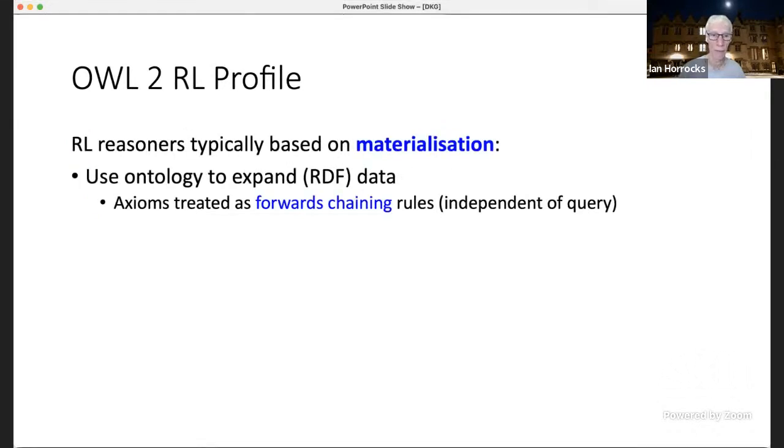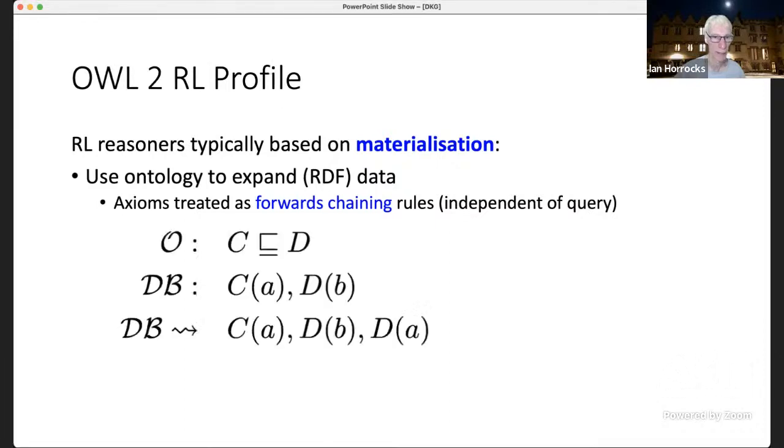So the other choice you have, if you're mainly interested in query answering, is to use this RL profile. And reasoners for that are mainly based on a technique called materialization. And this just does sort of the opposite thing. It uses the ontology to expand the data by treating the axioms as forward chaining rules. And in contrast to query rewriting, obviously this isn't independent of the data, but it's independent of the query. So we don't need to know about the query at the time that we're doing this materialization.